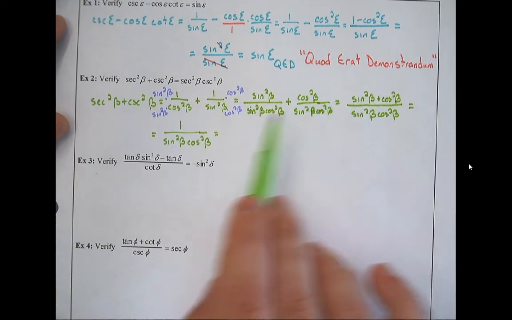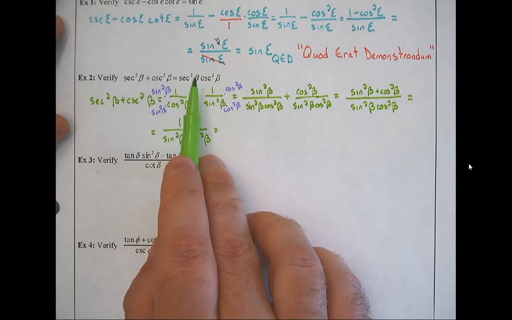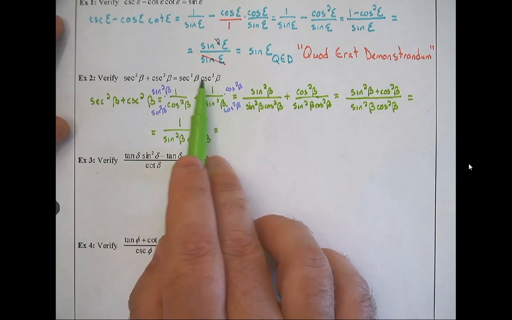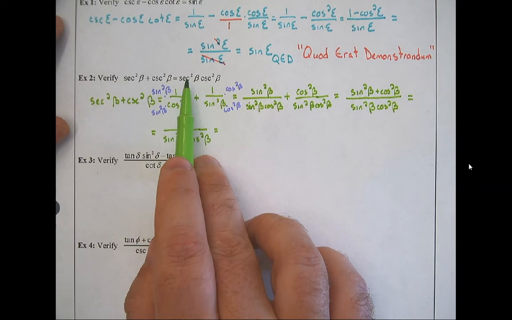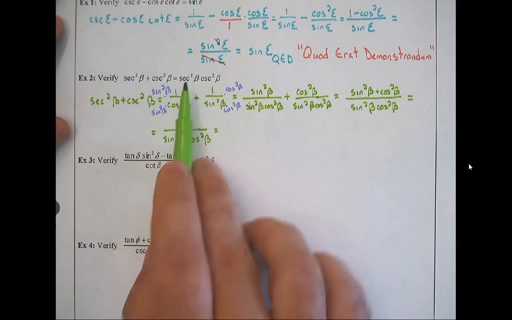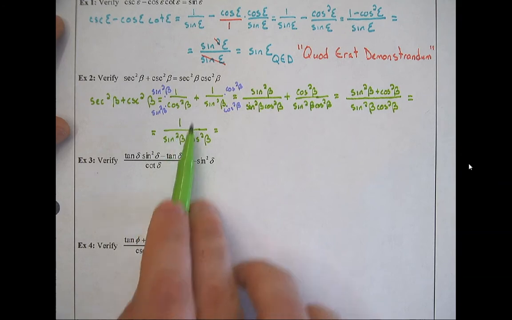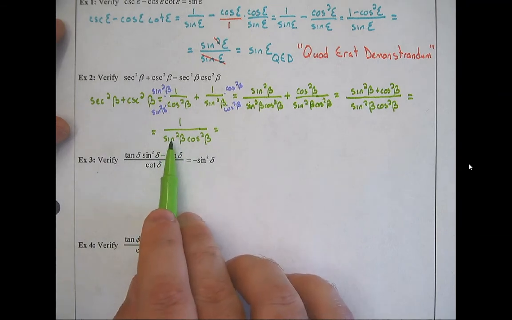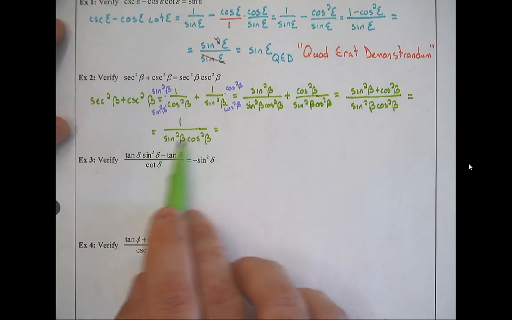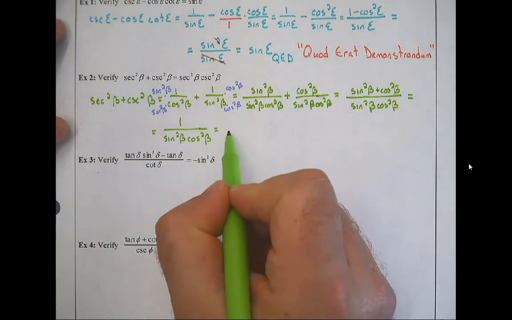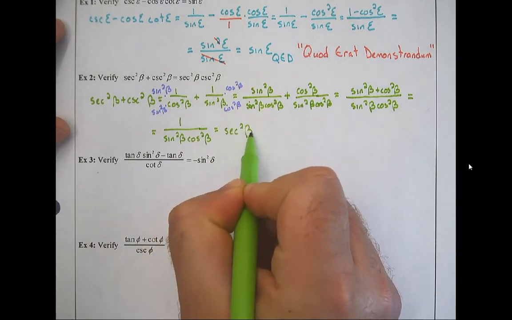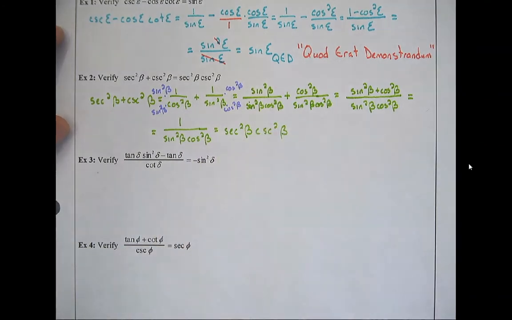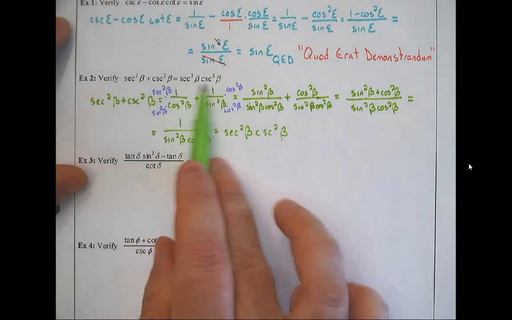Okay, so are we done? No, we're still trying to get, always keep in mind where you want to end up. I want to end up with a secant squared and a cosecant squared. Well, what is secant squared? It's 1 over cosine squared. Do we have 1 over cosine? Yeah. What's cosecant squared? 1 over sine squared. Do we have 1 over sine? Yeah. Now, technically, I have the sine first, but multiplication is commutative, so I could flip these around. So 1 over cosine is going to make my secant squared beta. Then the 1 over sine is going to make my cosecant squared beta. Notice I didn't box that in because I knew I was going to end up there.